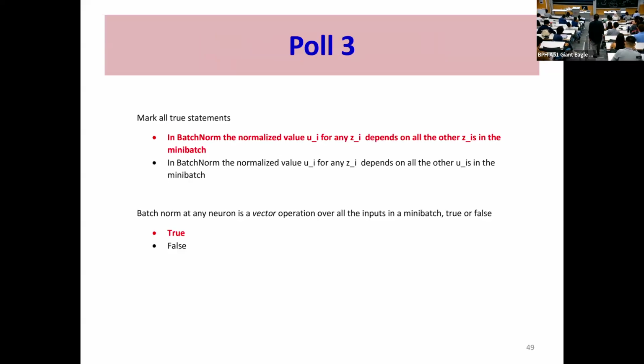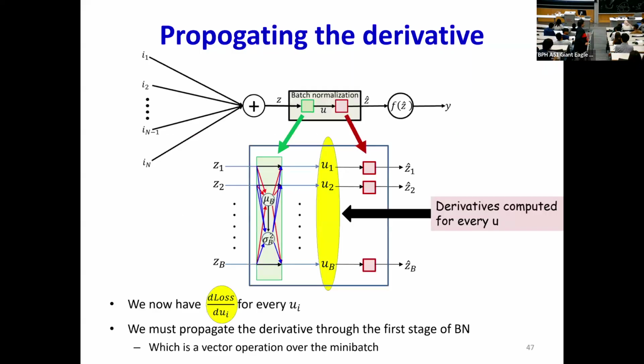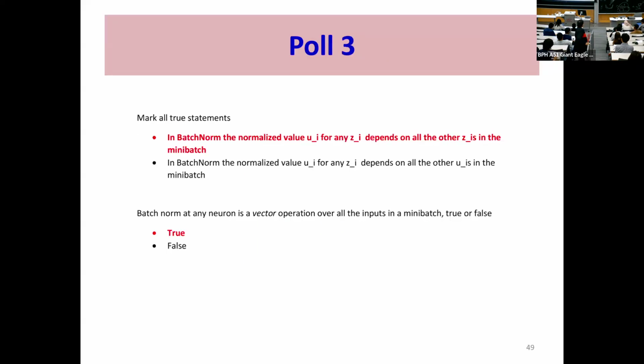In batch norm, the normalized U for any Z depends on all the Z's in the mini batch, right? It's not locally computed. And it's not that the Z's depend on all the other U's. Remember, the direction is going from Z to U over there, going left to right. So second, of course, the batch norm at any location is really a vector operation. You have a vector of terms going in and a vector of terms coming out. And so this is the challenge, right? So let's look at how the derivatives can be computed.